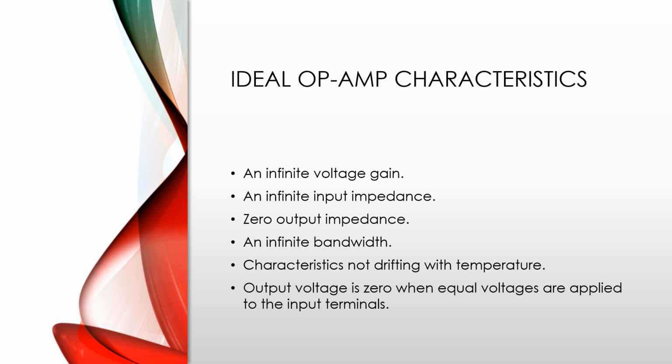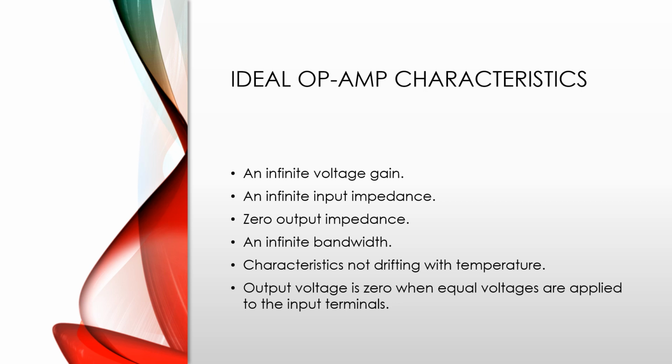But practical op amp characteristics differ from the ideal op amp characteristics. How? For a practical op amp, the voltage gain is not infinite. It has a certain value, that is 10 to the power 3 to 10 to the power 6. Input impedance is not infinite. It has certain values, in between 150 kilo ohm to a few hundred mega ohm. Output impedance does not lie at 0. It lies in the range 0.75 to 100 ohm.